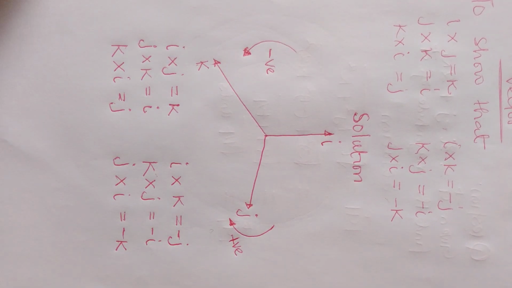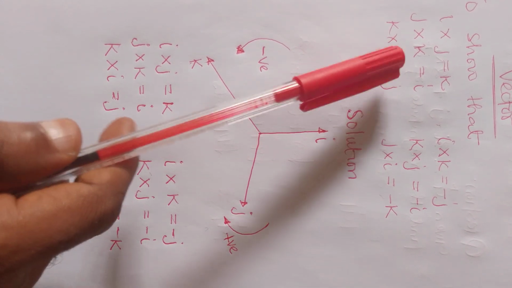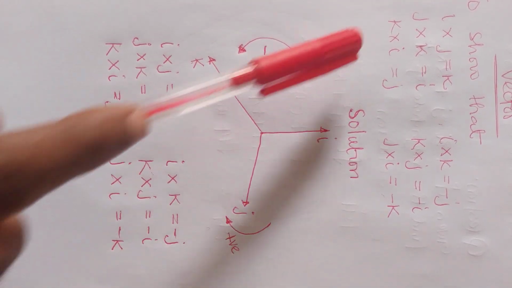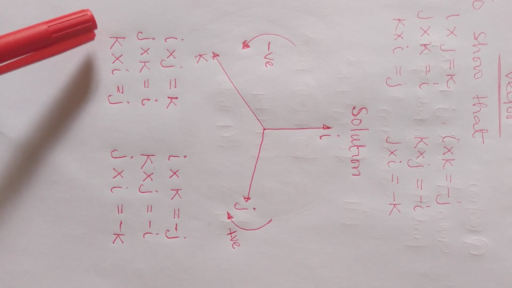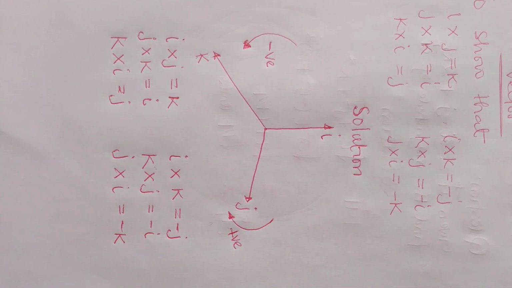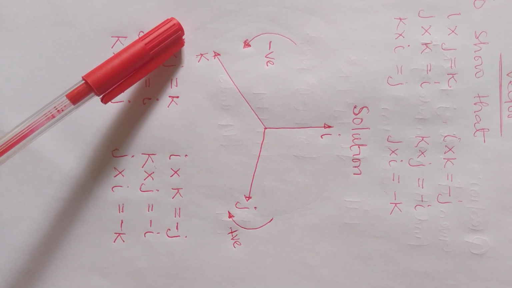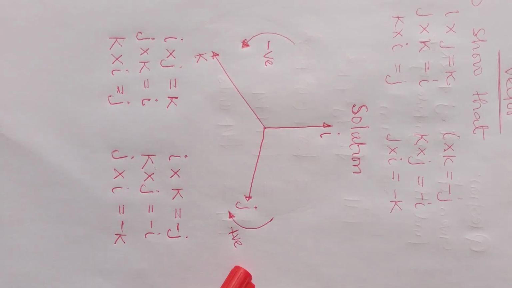So basically that is how to derive i cross product of j to be equal to k. We have it here. j cross product of k to be equal to i, we have it here, and k cross product of i, and the same thing applies here. So what you do basically is to know that if you are taking this direction, it is positive, and if you are taking the anti-clockwise direction, it will be negative. Thank you.